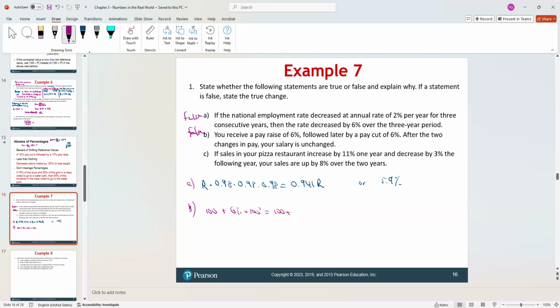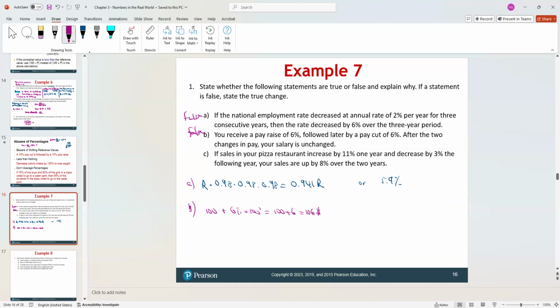100 plus 6% of 100. Let me check it in my calculator. 100 times 0.06, yeah, of $100. So you have that raise, that's $106, right? That's your new salary, right? Meaning the pay raise gives you $106.